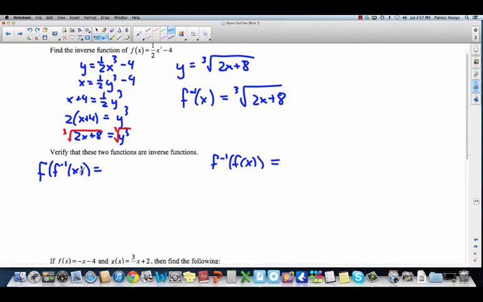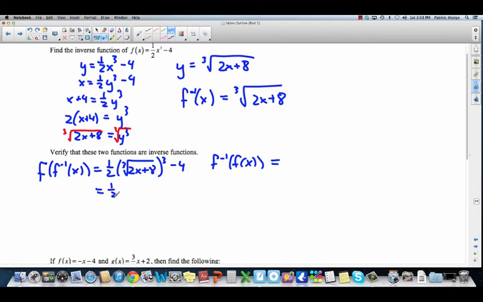F inverse of x is this amount right here, and we're going to plug that in wherever we see x in there. So we're going to plug it in right there. Okay. So we have 1/2, then comes my x. So I'm putting cube root of 2x plus 8, and that's all cubed, minus 4. Equals, okay, we have the cube root and then cubed. So what are we left with? We're just left with 2x plus 8.